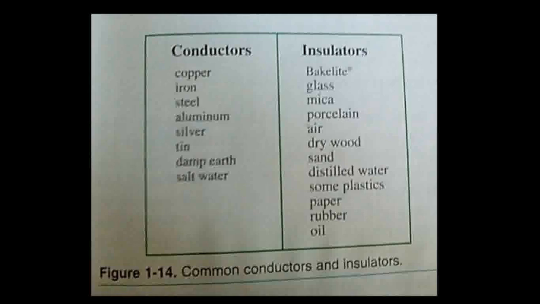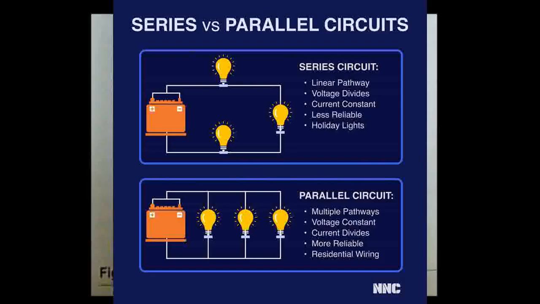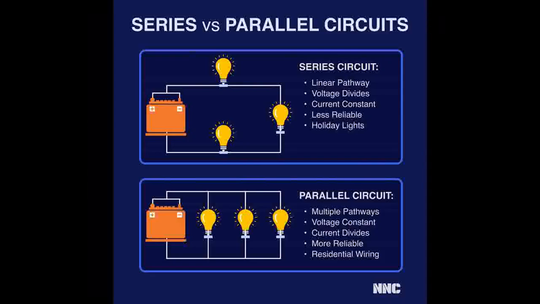There are only two ways components can be wired in an electrical circuit: series and parallel. In a series circuit, figure 1-1.8, the electrons only have one path for current to flow. In a parallel circuit, you have multiple paths for current to flow.